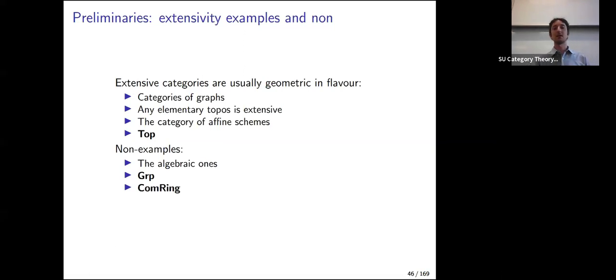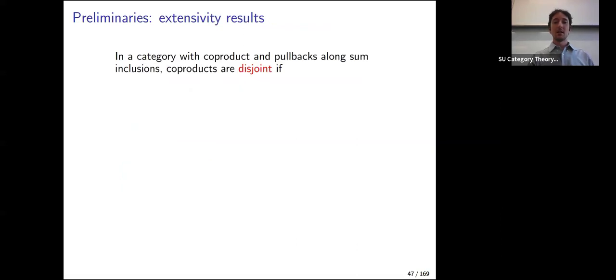And then the category of commutative rings is also not extensive, but it's coextensive because affine schemes is extensive. Okay, so one of the goals of this project was to look at standard results for extensivity and generalize them to the context of sum structures. So I will summarize these results for you.